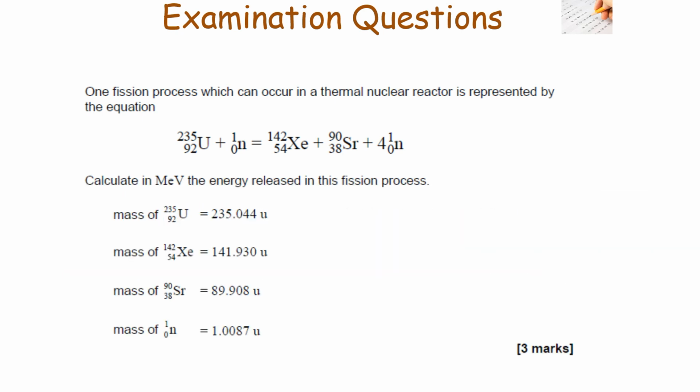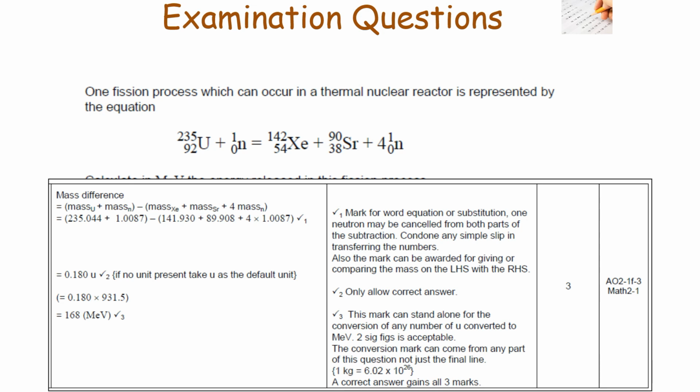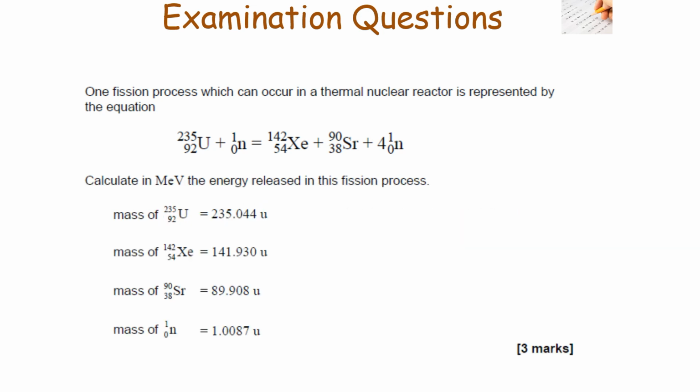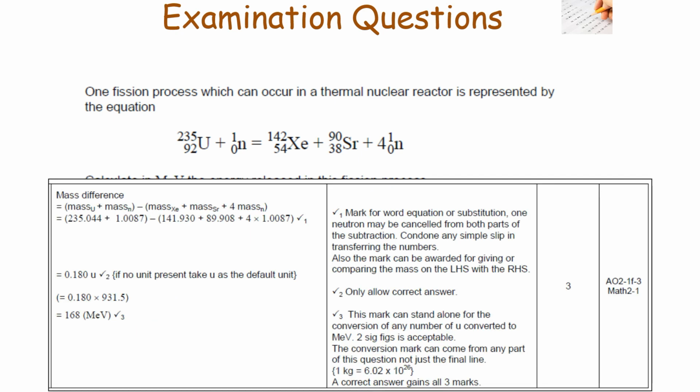Now it's important to note, by the way, when you're doing this particular question, because you want to work out the energy release in MeV, if you've got a mass difference in u, you multiply by 931.3 or 931.5, either is fine, to get your value in MeV. It's a quick shortcut, which is 168 MeV.